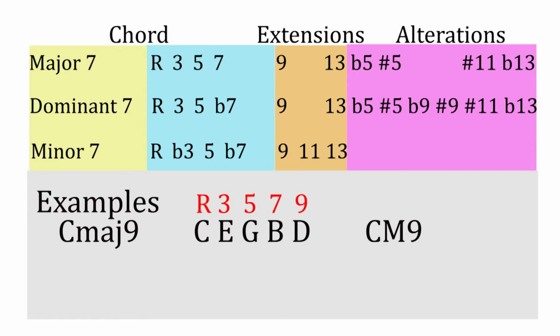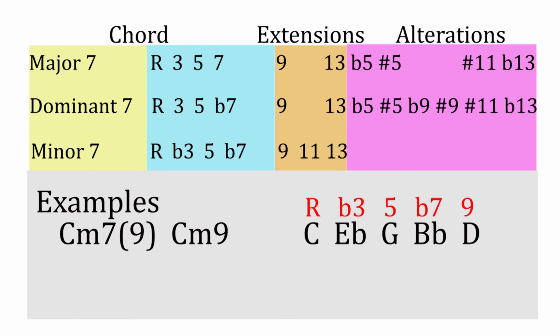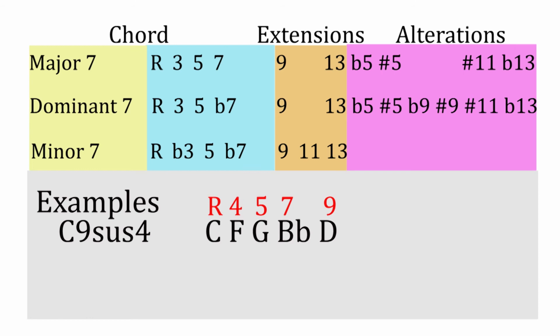The C major 9 chord consists of a major 7th chord with an added 9th. The C7 sharp 9 flat 13th chord consists of a dominant 7th chord with a raised 9th and flattened 13th. The 11th note is usually not included together with the 13th note. C minor 9 consists of a minor 7th chord with an added 9th. C9 sus4 chord is a C9 chord, which is a C7 chord with the addition of the 9th note, but here the 3rd is replaced by the 4th note, converting this chord into a sus chord.